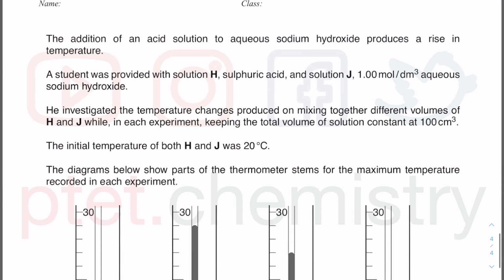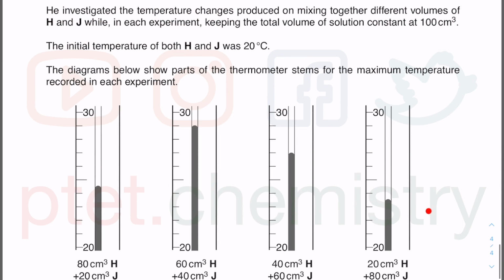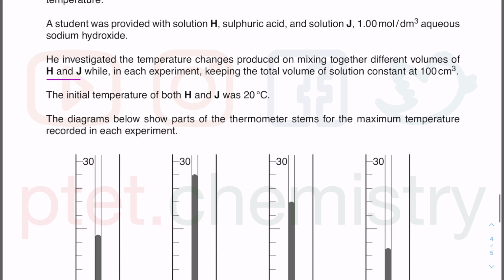I'd just like to finish off this topic by going through one of these types of questions. These are going to be an alternative to practical. We haven't had a chance to do a lot of practicals, but when you have the chance, you should really learn how to read the thermometer, such as these. So these are the initial temperatures of both solution H and J. This is basically, what was this reaction?